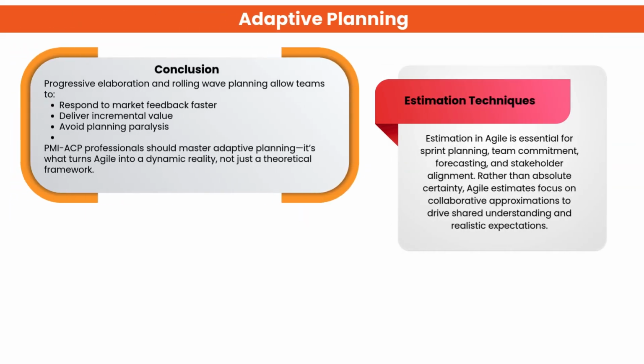Adaptive planning helps teams adjust continuously using progressive elaboration and rolling wave planning. It enables faster response to market feedback, incremental value delivery, and avoids over-planning. Mastering adaptive planning turns Agile from theory into real, effective practice.